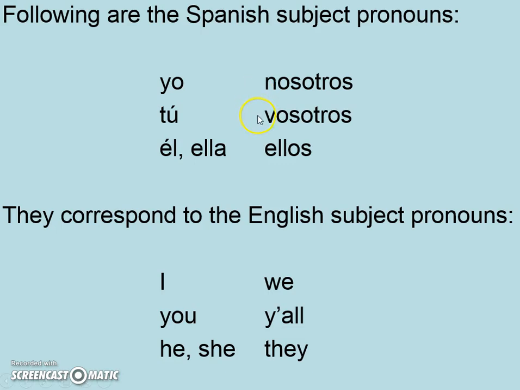Vosotros, which means y'all. And this one is actually only used in Spain and maybe one or two other countries in Latin America. So this you will hardly ever hear me use because I did not learn Spanish from teachers that are from Spain. I mostly learned it from teachers who were from Latin America. So you may hear me pop this out every once in a while, but usually you won't. And I will explain why in further detail later. And then lastly is ellos, which means they. Okay, so here are the beginnings of our Spanish subject pronouns, and you'll see some modifications to these in just a second.